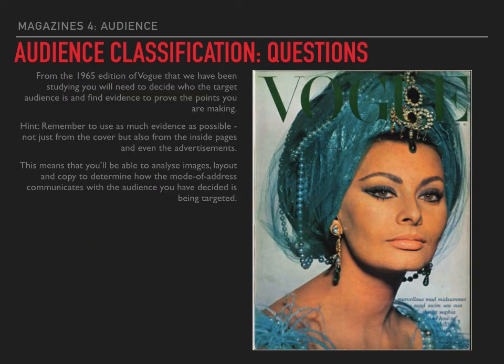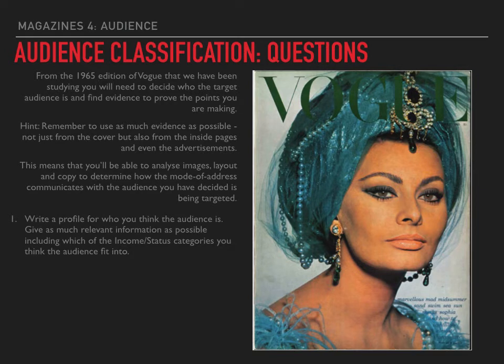So if we think back to our 1965 edition of Vogue, we need to ask a few questions and work out exactly who the target audience was. You'll need to decide who this is, and of course you'll need to prove the points that you're making. And as always, you need to use as much of the magazine as possible for this, not just the cover or the contents page, but the inside pages and even the advertisements that we've studied from inside this 1965 edition of Vogue. This means you'll be able to analyse images, layout and copy to determine how the mode of address communicates with the audience you've decided is being targeted.